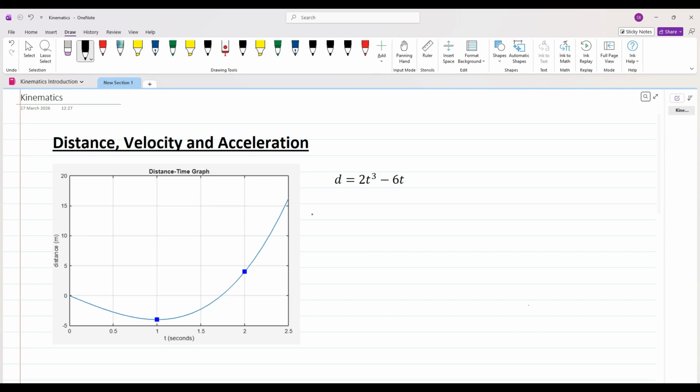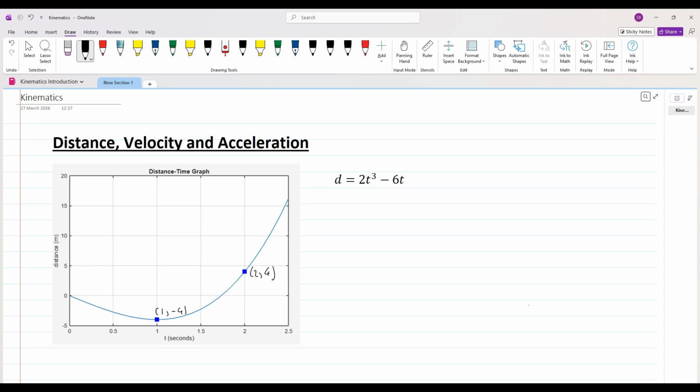Now, consider the graph where an object has motion of d equals 2t cubed minus 6t. We have marked the points on the lines of (1, -4) and (2, 4). This means that after 1 second the object has moved 4 meters in the negative direction, and after 2 seconds the object has moved 4 meters in the positive direction. So our object has changed the direction that it is moving.